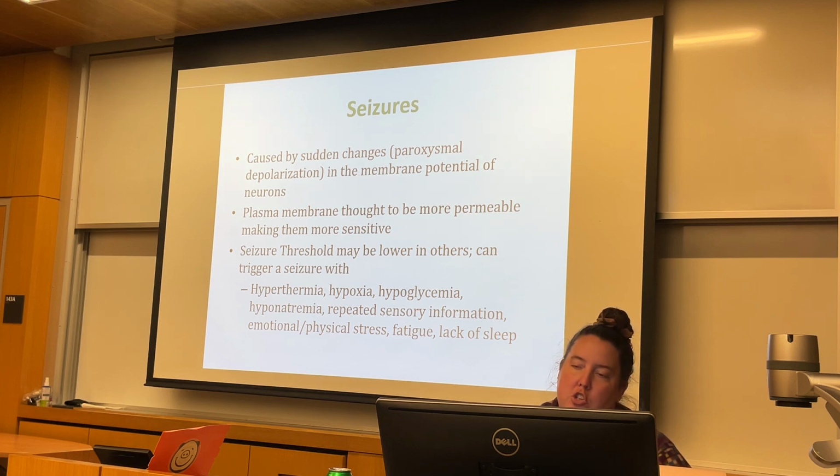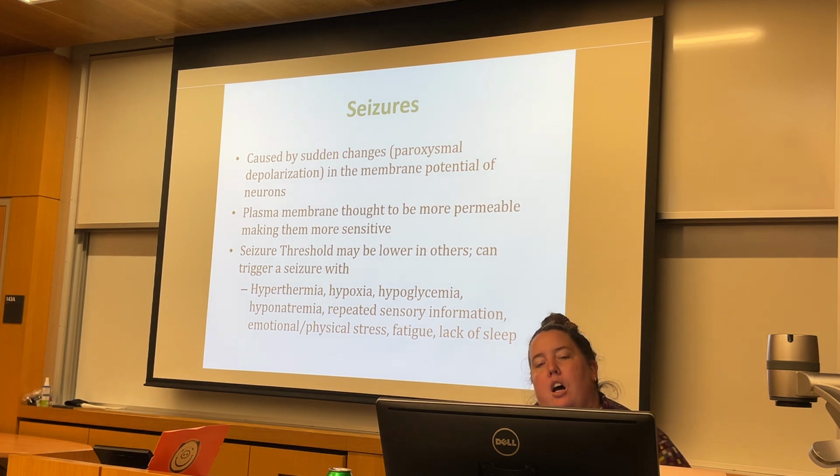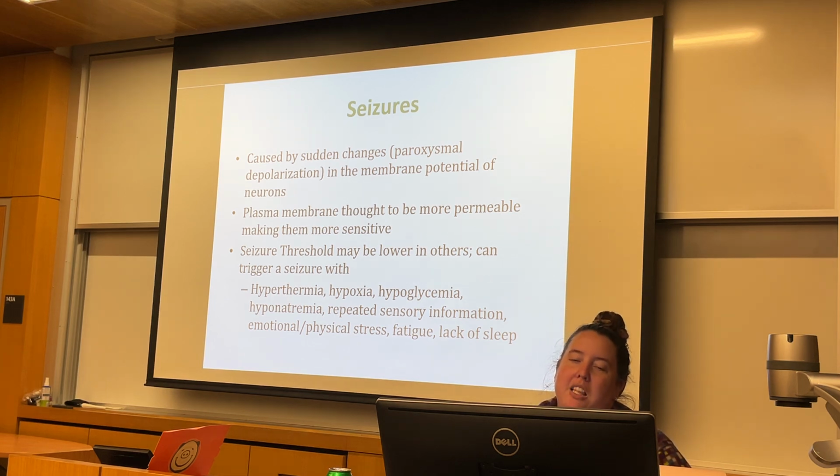They're caused by sudden changes known as paroxysmal depolarization in the membrane potential of neurons. The plasma membrane is thought to be more permeable, making them more sensitive. So in people who have seizures, it's thought that the plasma membrane is more permeable. And then the seizure threshold may be lower in others and can trigger a seizure with various things. We see this in some children. Not all children have this, but some children have infantile febrile seizures, which are when they get a fever, they have a seizure. The only issue here is if their seizures last really long, because seizures tend to lead to a state of hypoxia in the brain. We don't want too little oxygen in the brain.